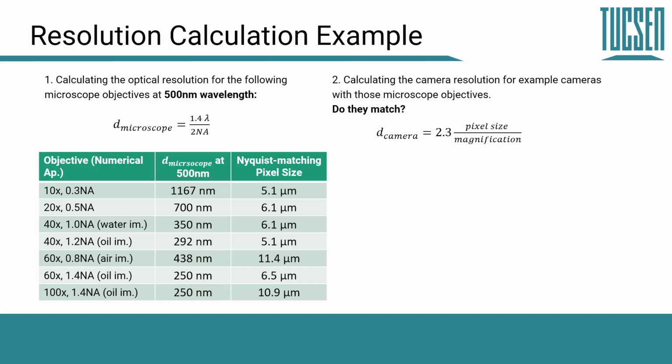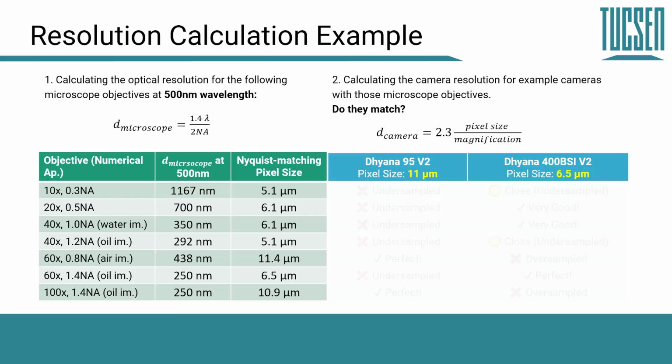If we look now at the camera resolution for a couple of example cameras, we can ask the question, do they match? And if so, how well? And if not, how badly? We can now look at D camera, which is equal to 2.3 times the pixel size divided by the magnification. So this is our pixel size on the specification sheet, on the sensor, divided by the total magnification of the system. Basically 2.3 times the image pixel size that we defined earlier.